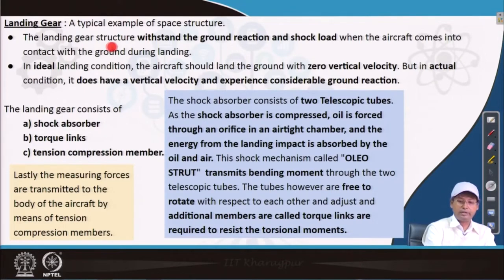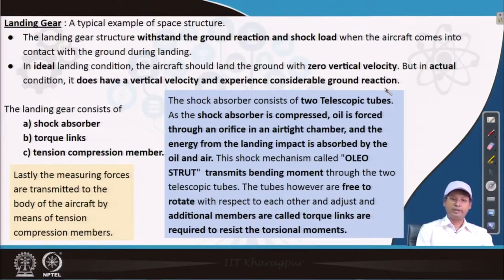The landing gear structure withstands the ground reaction and shock load when the aircraft comes into contact with the ground during landing. In the ideal landing condition, the aircraft should land on the ground with zero vertical velocity, but in the actual condition it does have a vertical velocity and experiences considerable ground reaction. So, this is the reason we need to design the landing gear properly so that it withstands the ground impact and facilitates the landing in all aspects.